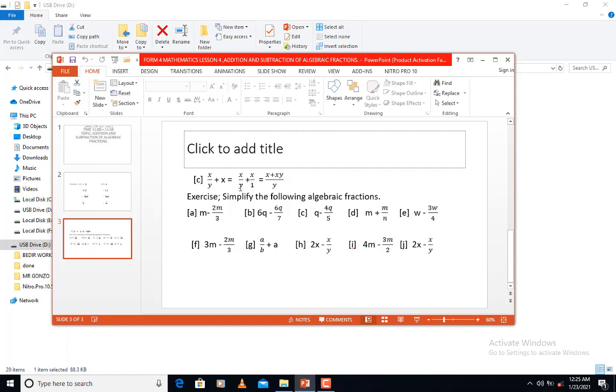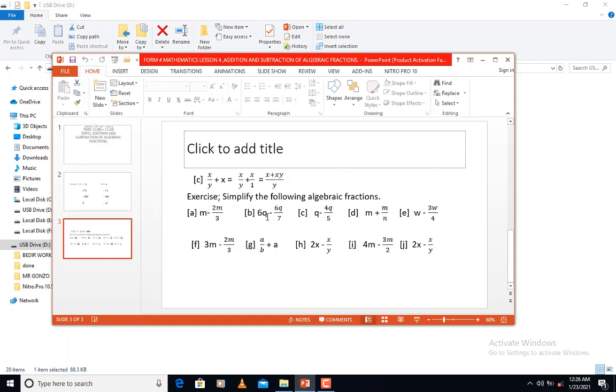It is y. y into y is 1, 1 times the numerator is x. 1 into y is y, y times this one is xy. So in this case, you cannot simplify the numerator because they are not like terms. So your answer remains as x plus xy all over y. That is what I want you to understand and use again in this exercise.